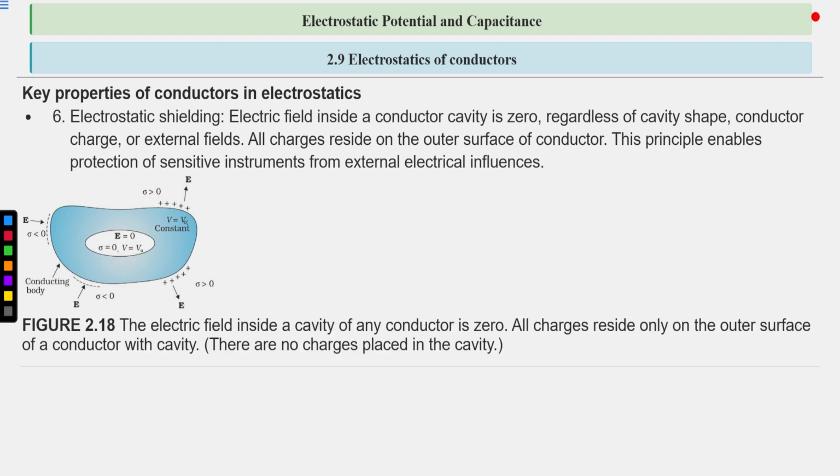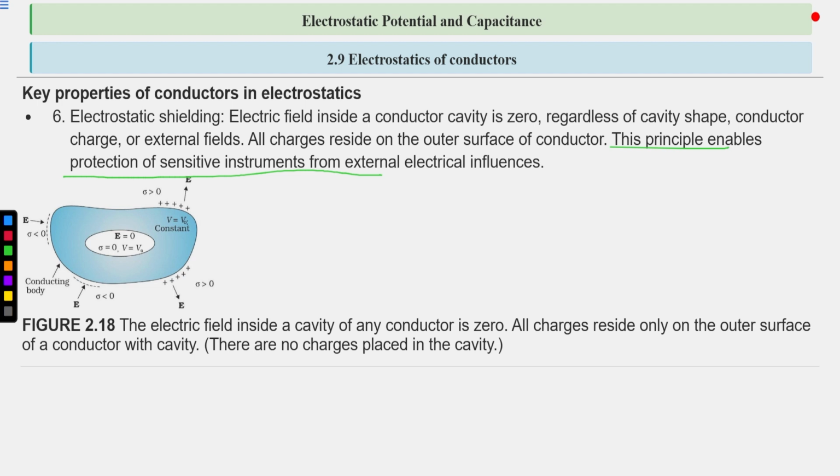So the electric field inside a cavity of any conductor is 0. All charges reside only on the outer surface of a conductor with a cavity. There are no charges placed in the cavity. Now, the other thing we have mentioned here: this principle enables protection of sensitive instruments from external electric influence, since because of electrostatic shielding, there is no electric field present inside this cavity.